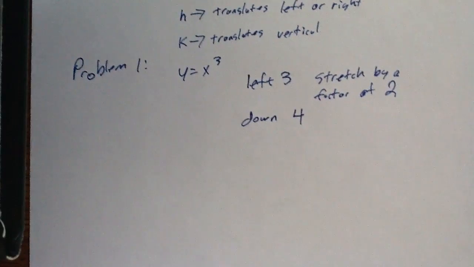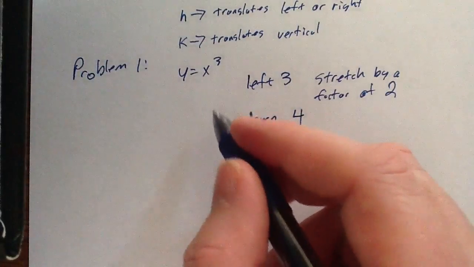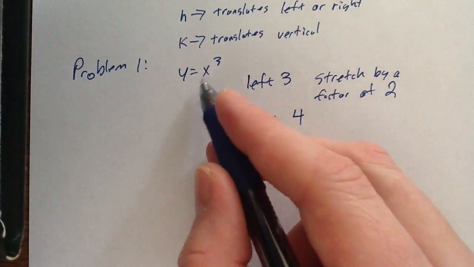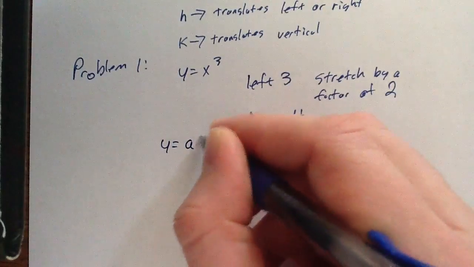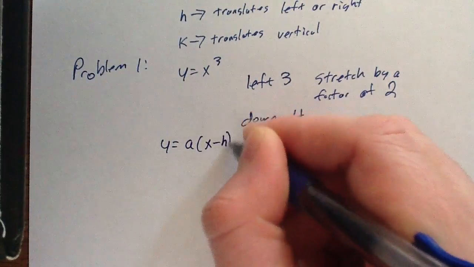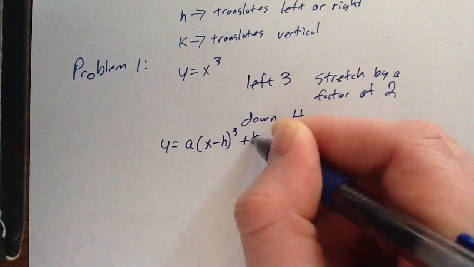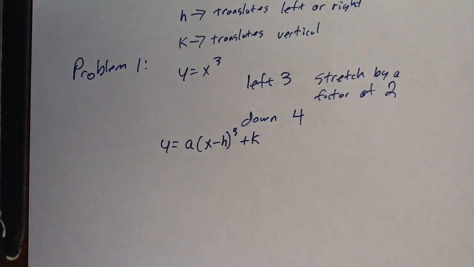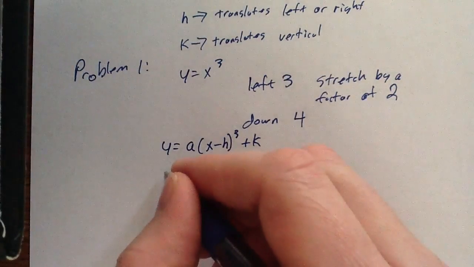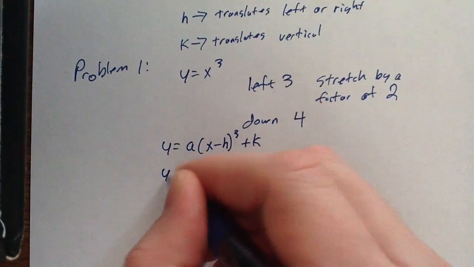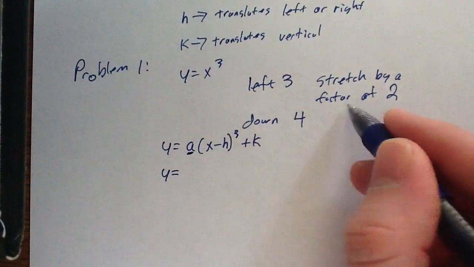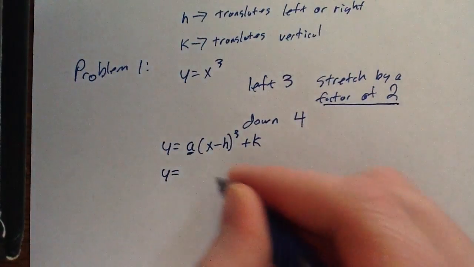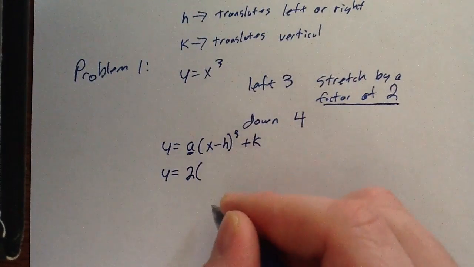Our general cubic looks very similar to this when we're talking about translating this, just this basic parent function. It's going to take on the form y equals a times x minus h cubed plus k. So very, very similar. And we're going to place the numbers in just like we have before. So it's going to be y equals, we're doing the a, remember, is our stretch factor. So we are stretching by 2. So we're going to say 2.